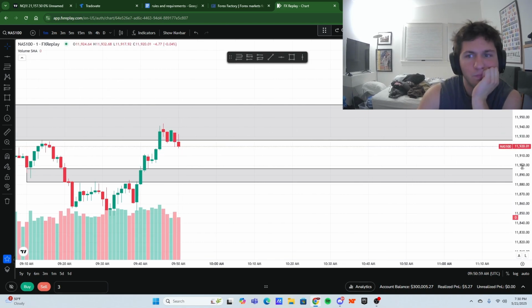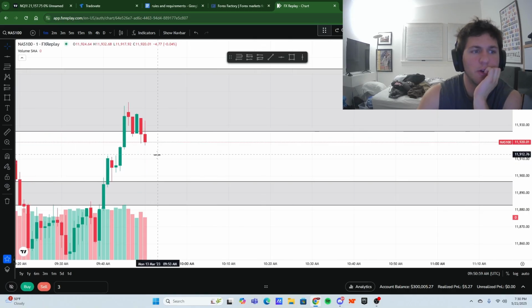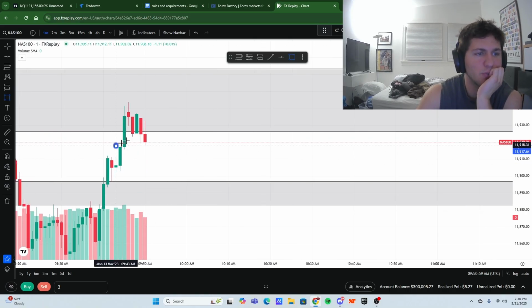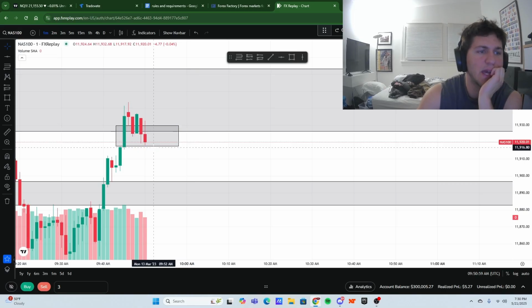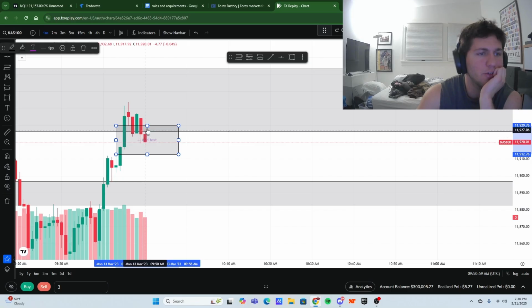Alright, so this is another thing I want to go over. Let's say we inverse this 1 minute and it is the highest time frame we get. Would I take it? No. Why? Because there's another small fair value gap here. And I only take fair value gaps when they're by themselves.